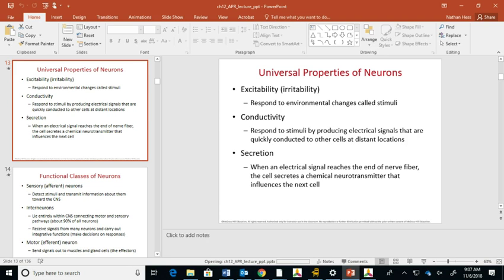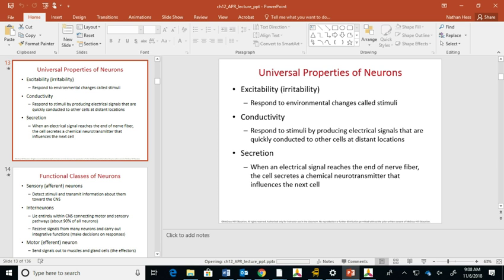All right. So let's talk about three universal properties of nerves. Things that all neurons have. Okay? And we use neurons just about interchangeably. Neuron is a very specific type of cell. The nerve is a bundle of these neurons together. So, excitability, you should be able to respond to some stimulus.